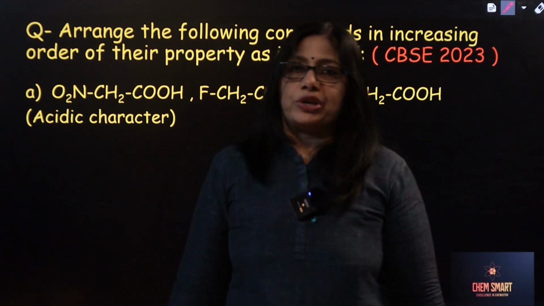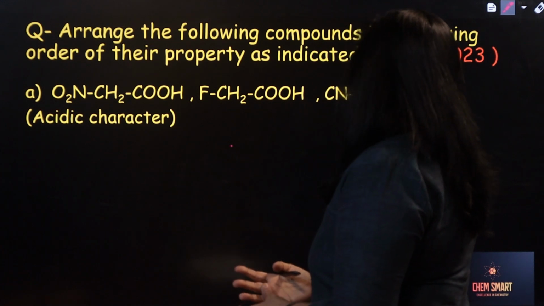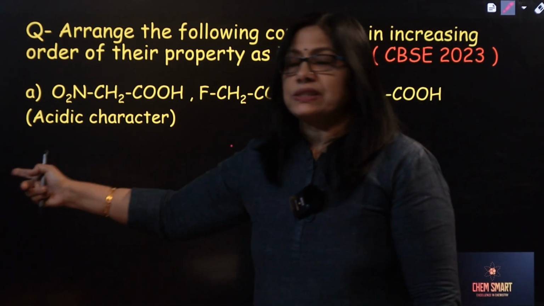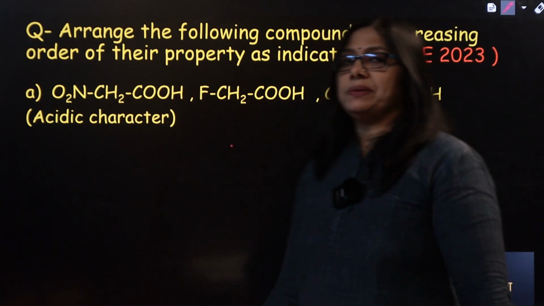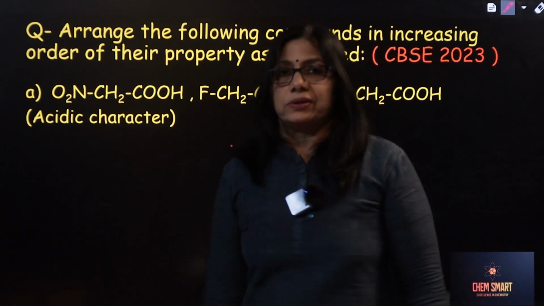Now coming to the next question, it's an arrangement question. Arrange the following compounds in increasing order of their property indicated. First one: these acids are given and you have to arrange them in increasing order of acidic strength.